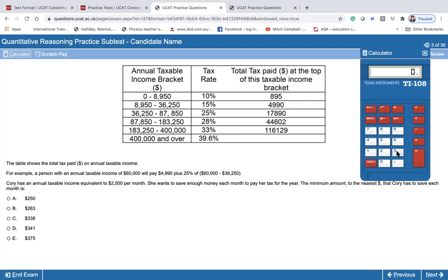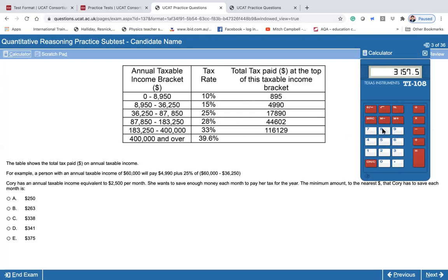So first of all, we need to find 30,000 minus 8,950, and that comes out to be 21,050. For 21,050, Corey has to pay 15%. So you multiply that with 0.15, and you get 3,157.5, but 895 needs to be added to 3,157.5 because that's already for 8,950.